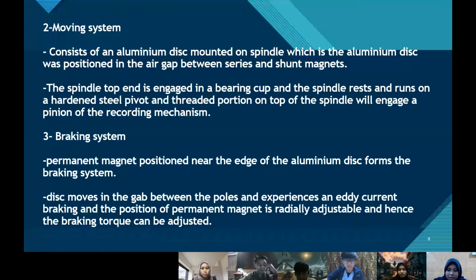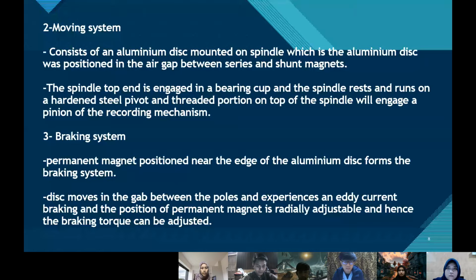Okay, the moving system consists of an aluminium disc mounted on a spindle, where the aluminium disc is positioned in the air gap between the series and shunt magnets. Next, the spindle top end is engaged in a bearing cup and the spindle rests and runs on a hardened steel pivot, and the threaded portion on top of the spindle will engage a pinion of the recording mechanism.